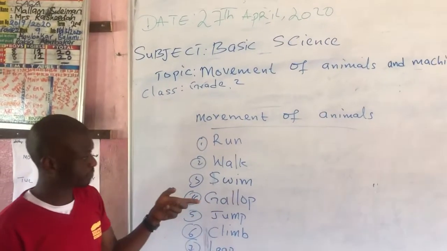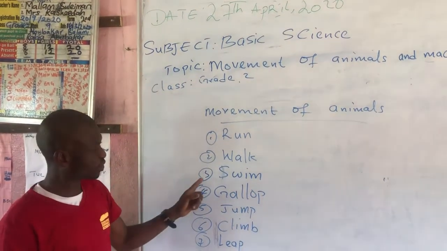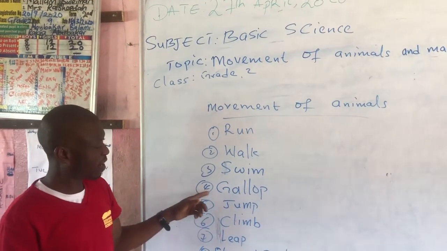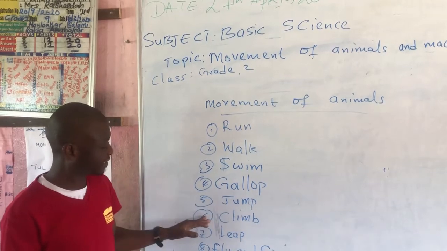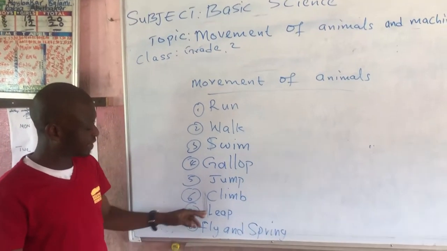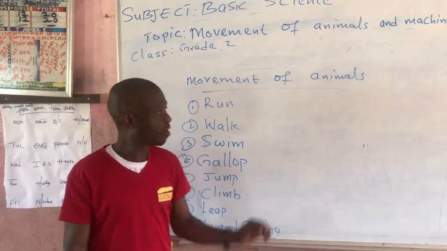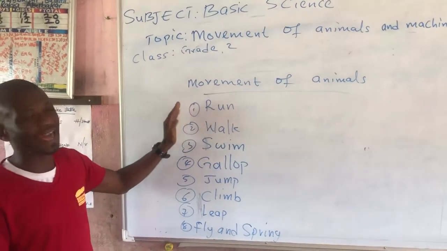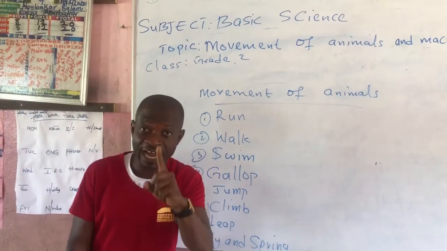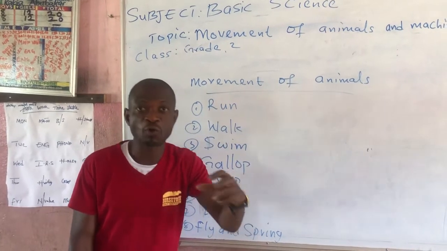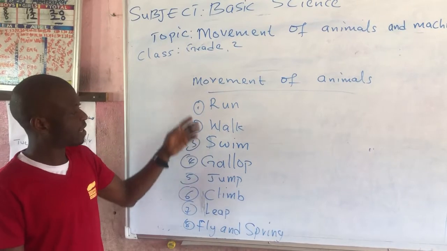We say 1, run. 2, walk. 3, swing. 4, gallop, like galloping. 5, jump. 6, climb. 7, leap. And 8, we say fly and spring. All these are movements exhibited or carried out by animals. And every animal has its method or ways of moving. You understand me?